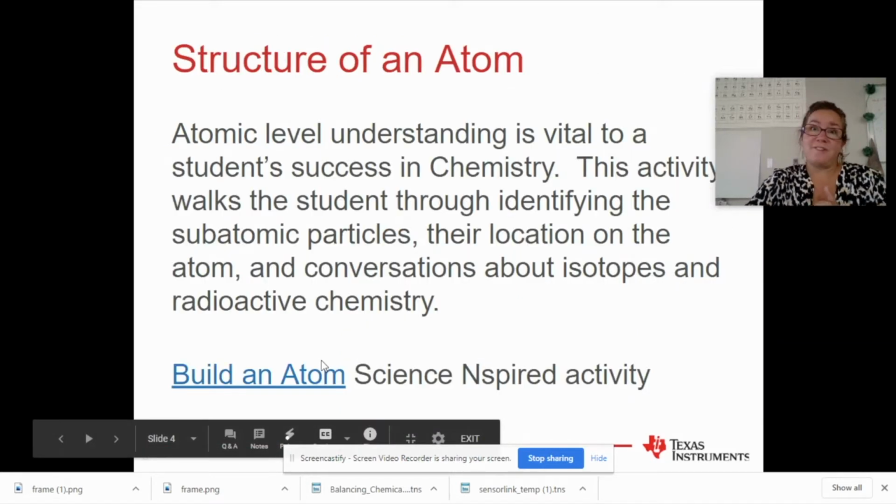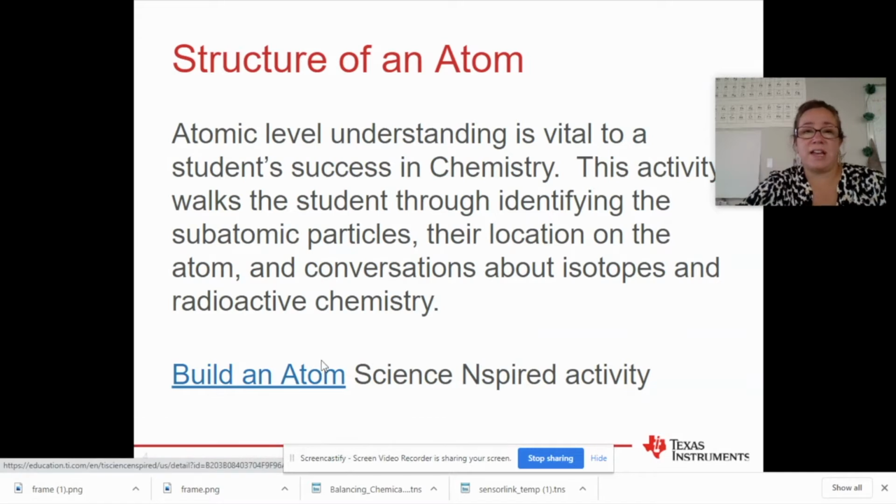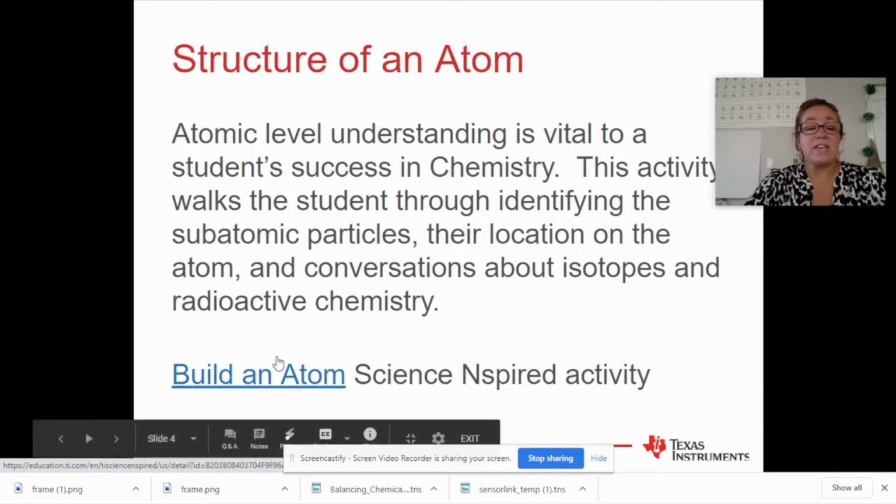So one of my favorite activities is this activity. It's called Build an Atom. And I find that students come into chemistry with some knowledge about the structure of an atom, but they really don't understand where and what is really happening on the individual levels.